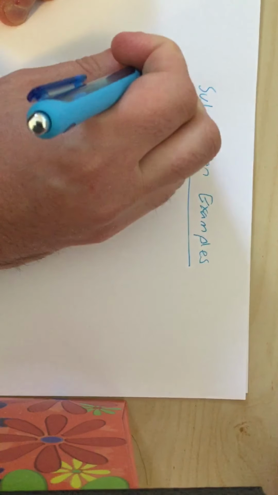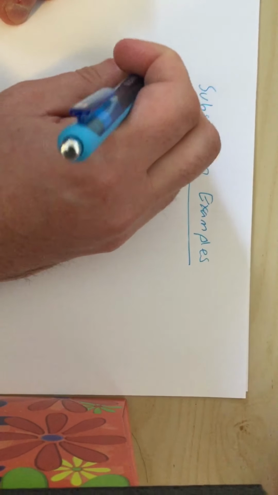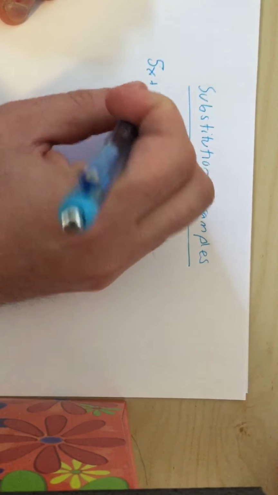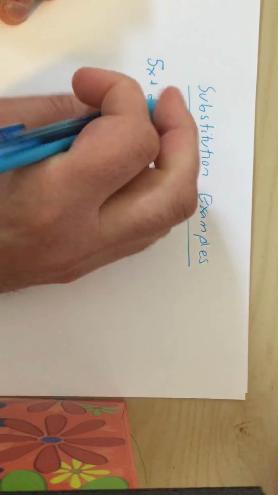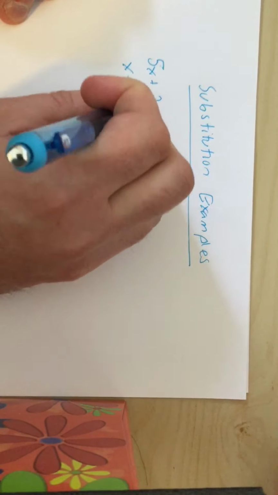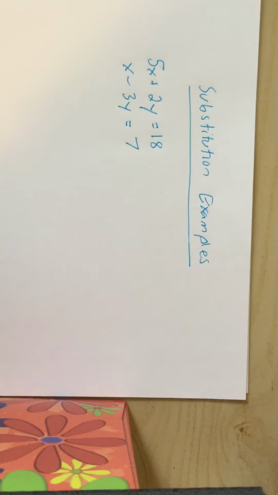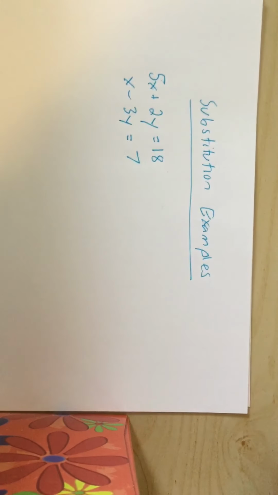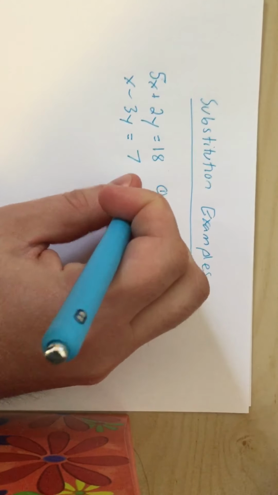Okay, so the first one we had was 5x plus 2y equals 18. x minus 3y equals 7. I should probably move it over a little bit. There we go. So you could pause the video right now if you want to try it yourself. I'm going to go. So that's the first equation.